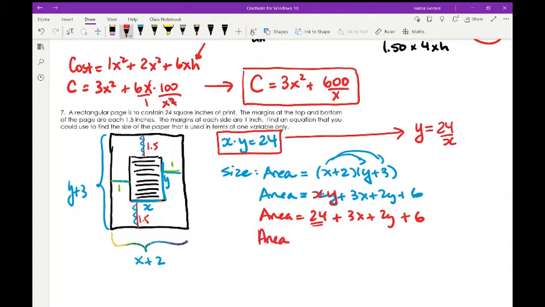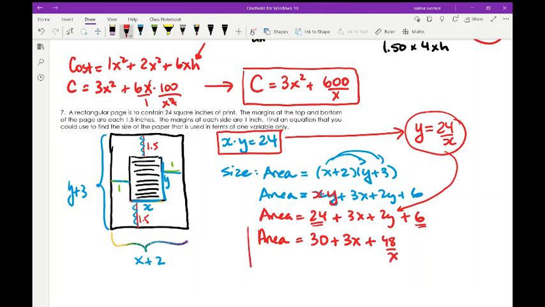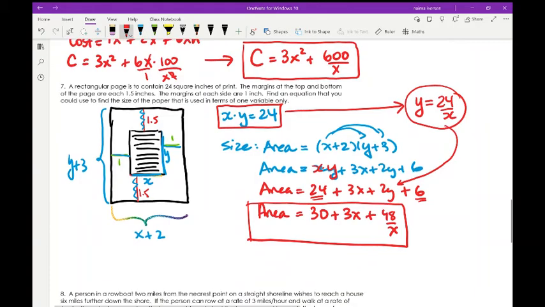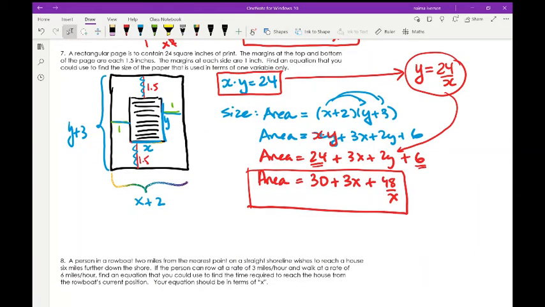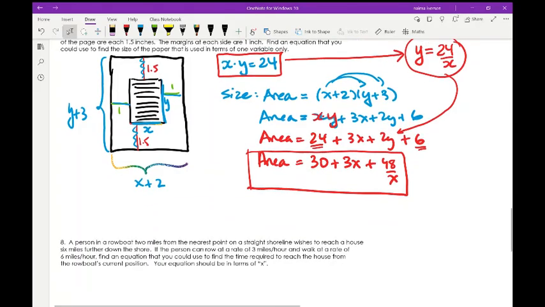I'm going to collect my like terms. 24 plus 6 is going to be 30, and then 3x, and then 2 times y. So 2 times 24 over x is going to be 48 over x. And you've got yourself an equation for the area of the printed page. Again, not a parabola, so we're not going to be doing completing the square and stuff like that with that one, but it could very well come in handy a little bit later on.